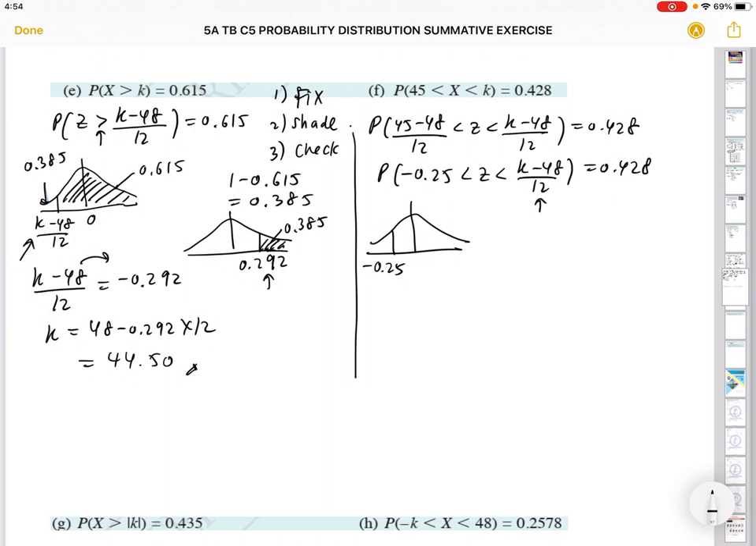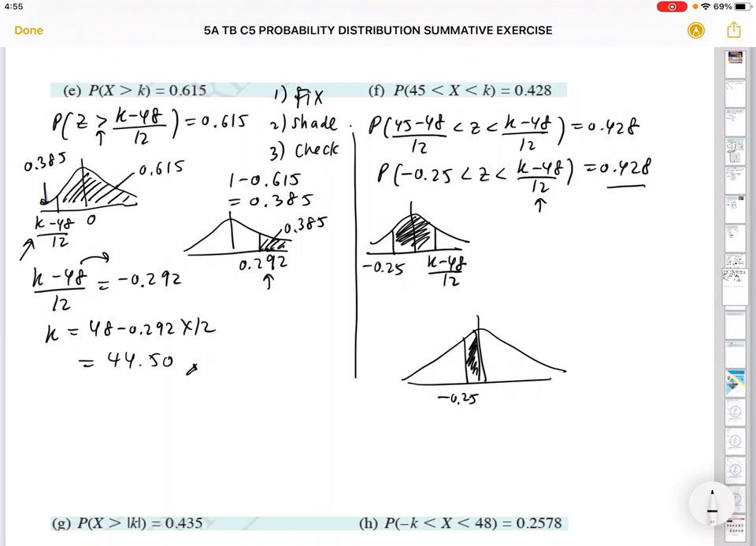0.25, very close to 0. Now, can this area be like 0.42? That's quite impossible, right? So we know that this k value, k minus 48 divided by 12, should be on the right hand side, so that this area can be 0.428, right? So it has to be on the right.